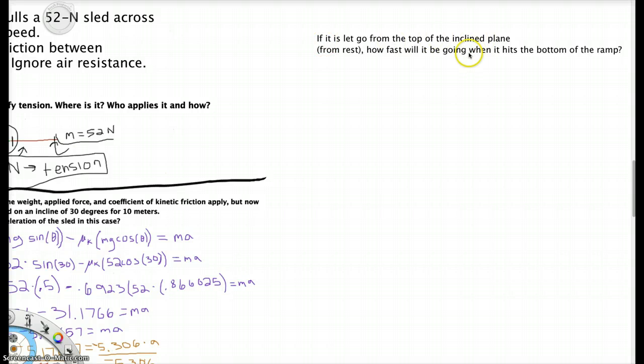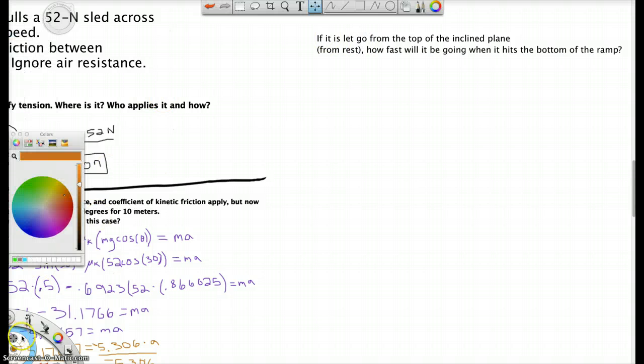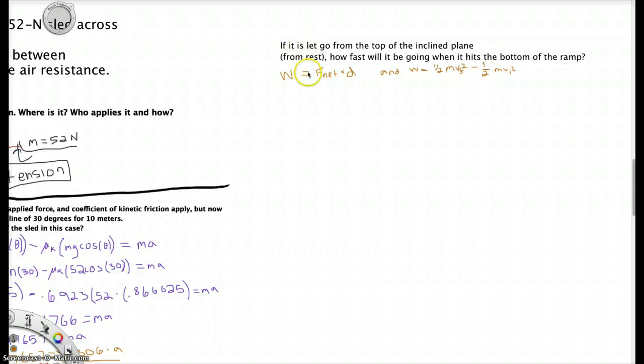Next, we are told to solve its final velocity or speed when it hits the bottom of the ramp if it were to be just completely let go from the top of the inclined plane. In order to solve for its speed, we're going to be using the equations work equals F net times distance and work equals 1/2 mass times velocity final squared minus 1/2 mass times velocity initial squared. We're going to start with this equation since we have most of the knowns.